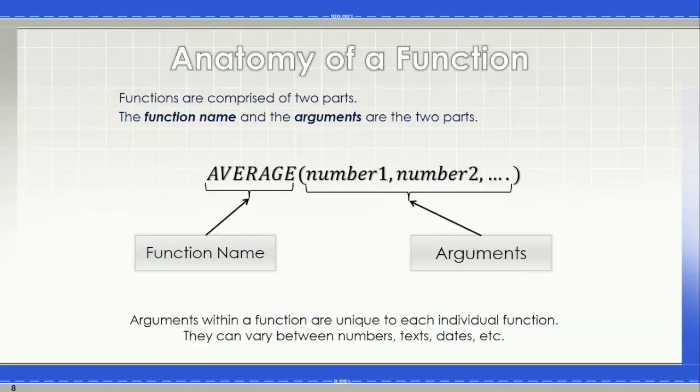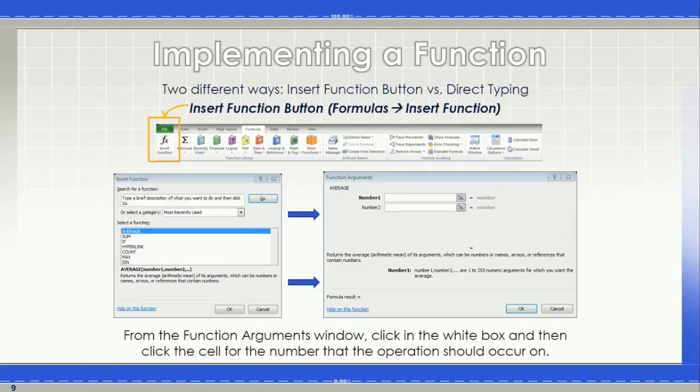A function has 2 parts, the function name and the arguments. The function name is the function or formula you want to use. In this case, it is the average function. The arguments are the cells you want to use for your formula.